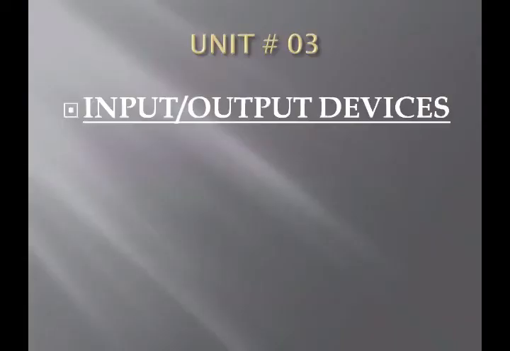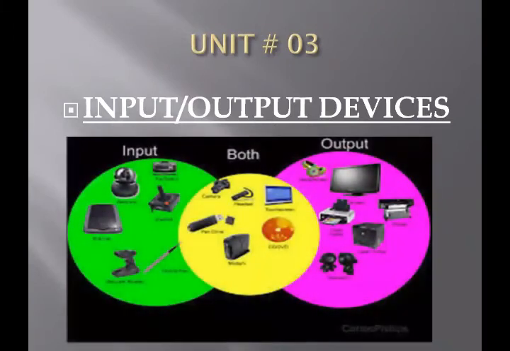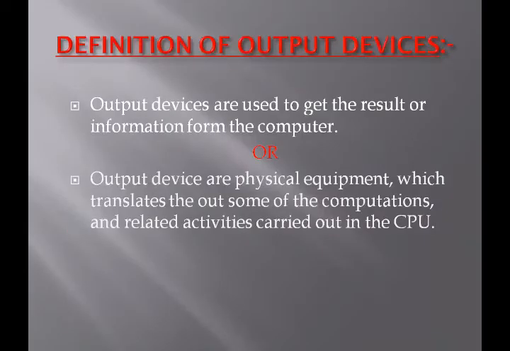Now we have started unit number 3, input and output devices. Our topic is output devices. What is the definition of output devices? Output devices are used to get the result or information from the computer.